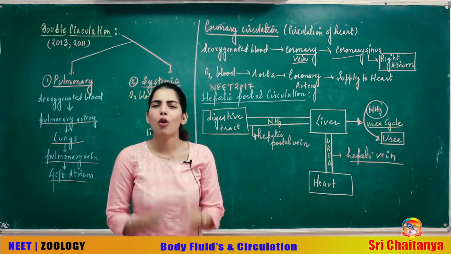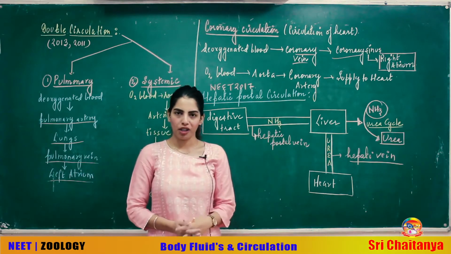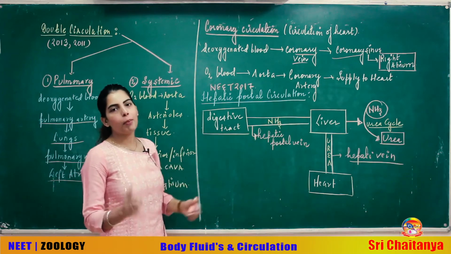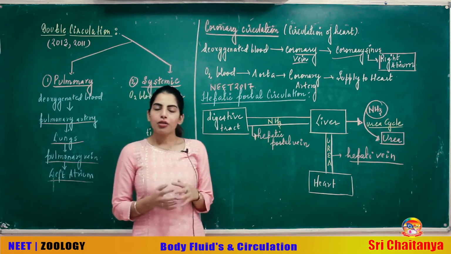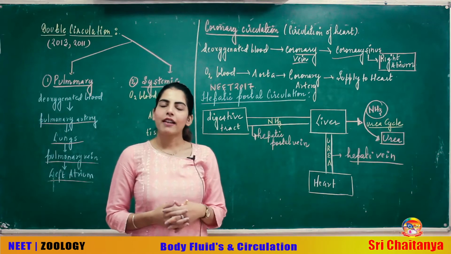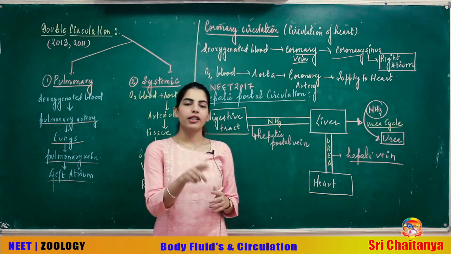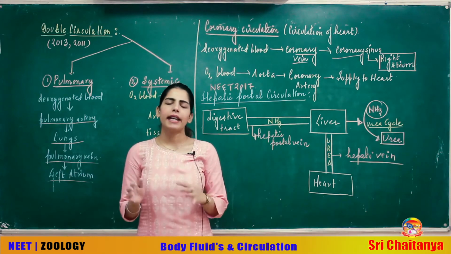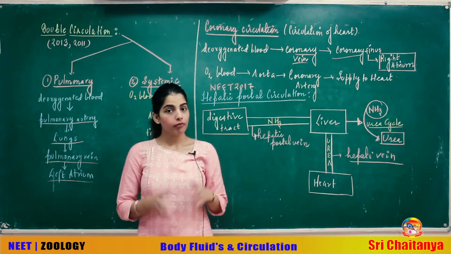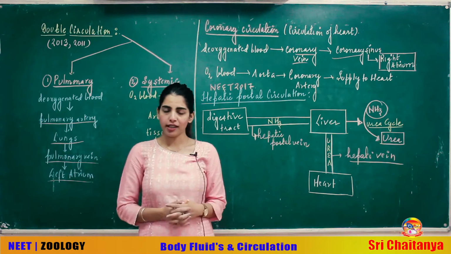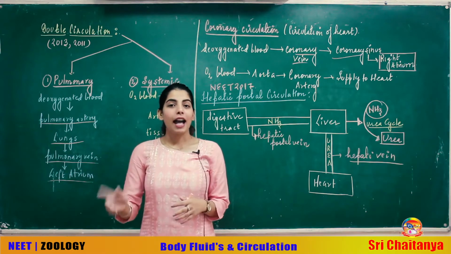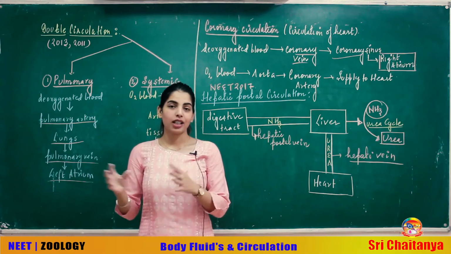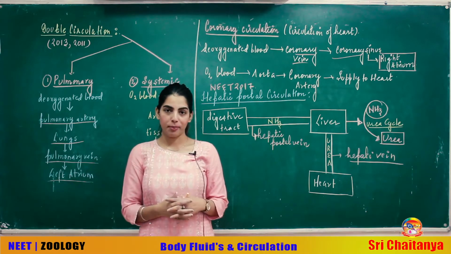Talking about one more special system in your body, NEET 2017 question was asked from hepatic portal circulation. Students, in animal kingdom also you must have studied about renal portal circulation, which is absent in mammals because we have got very well developed kidneys. But we have got a very important system which is hypophyseal portal system, that we are going to discuss in the chemical coordination chapter.